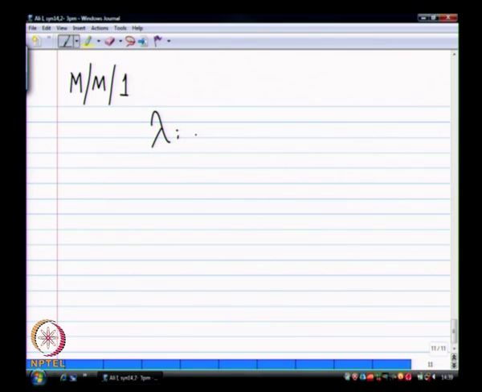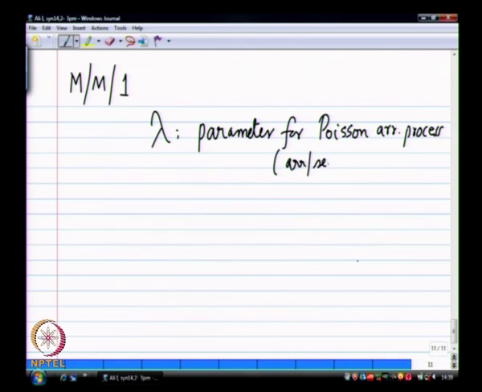Therefore we will use these terms. Lambda is the parameter for the Poisson arrival. So this is the number of packets per second. In general this is the number of arrivals per second. Then mu is the parameter for the service. We will assume that this process is again M, so the service time is exponential.